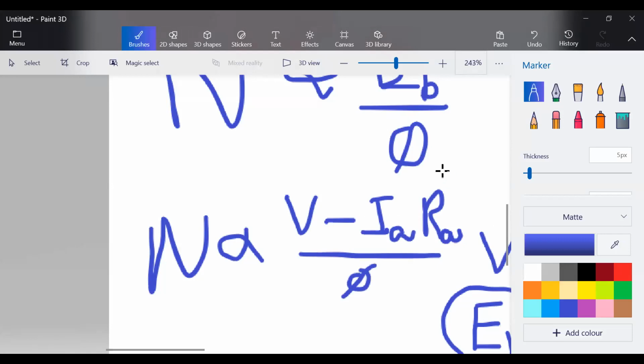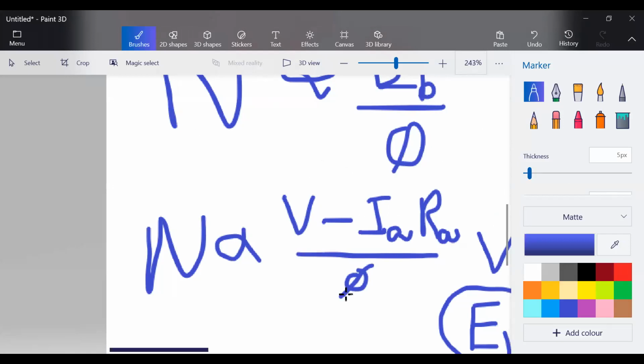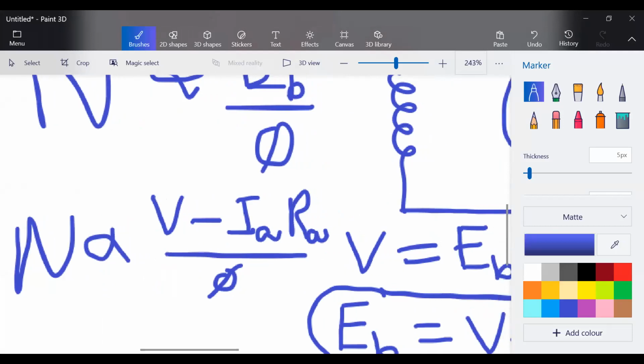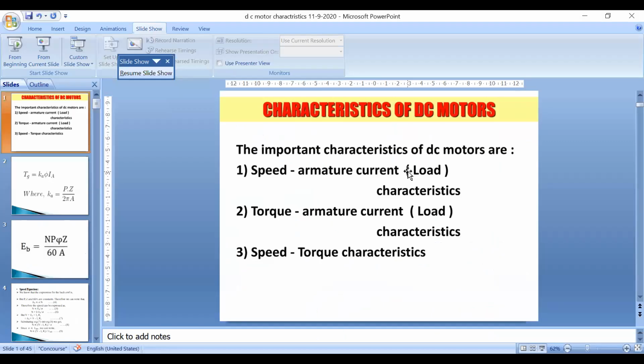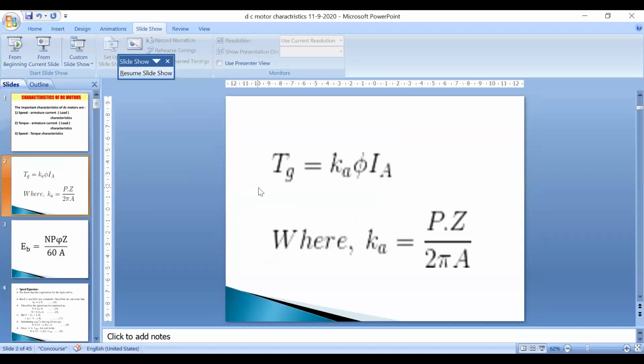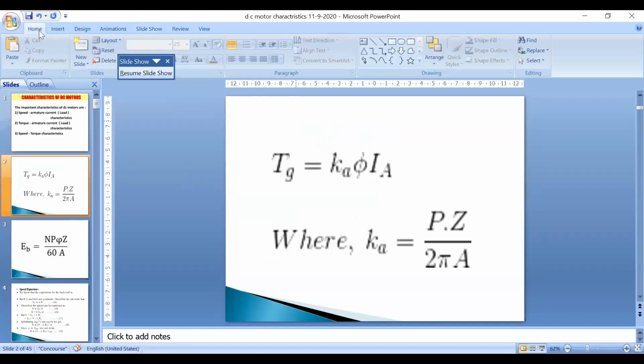Depending upon these equations, we obtain the characteristics of DC motors. For shunt motor, for series motor, for compound motors, we obtain the different types of characteristics depending upon these equations only. Once again, I will explain these equations. So this is the basic equation, or torque equation, of the DC motors.